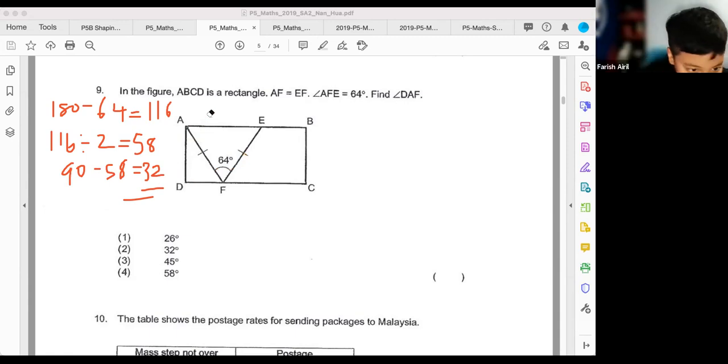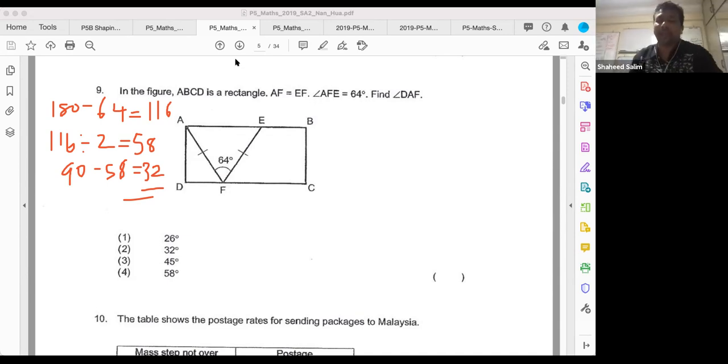I don't have a fast method. Okay, what's the fast method? Oh, you don't have a fast method. Okay, now I show you.